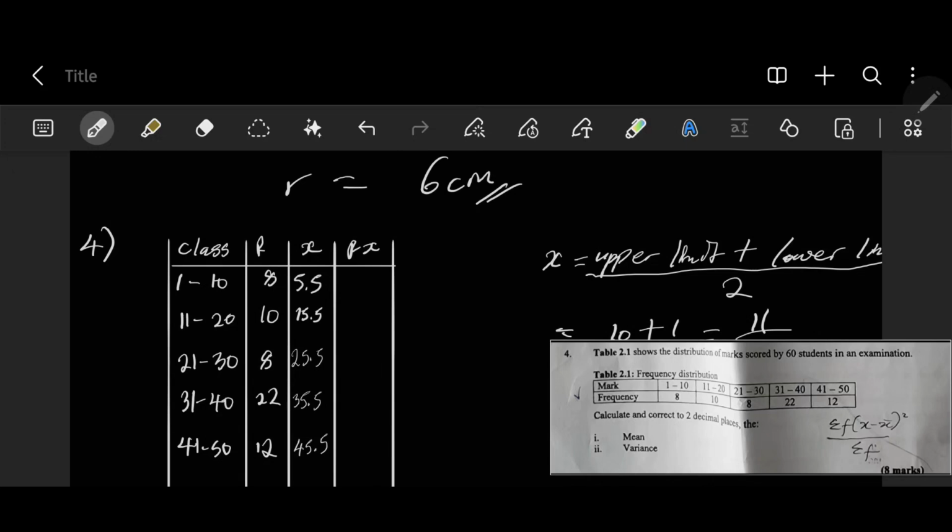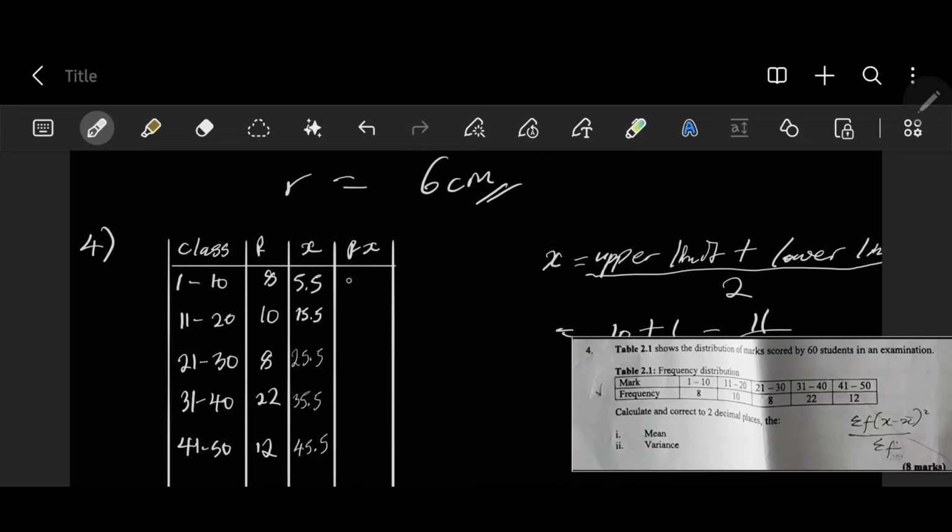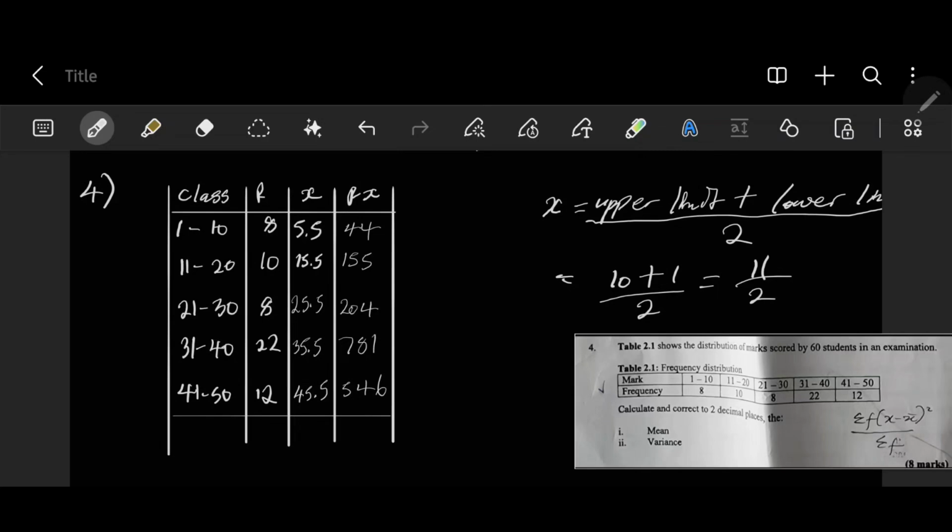Saving yourself the stress of doing that, because to get the mean you have to add all your marks divided by their frequency. So to save yourself from doing that, you simply do 8 times 5.5, because 5.5 added 8 times is the same thing as 8 times 5.5. So that's how the fx came about. So 8 times 5.5 gives you 44. You can do the same thing for the rest and get your answers. Okay, so I've done that. You can see our fx values for each of them.